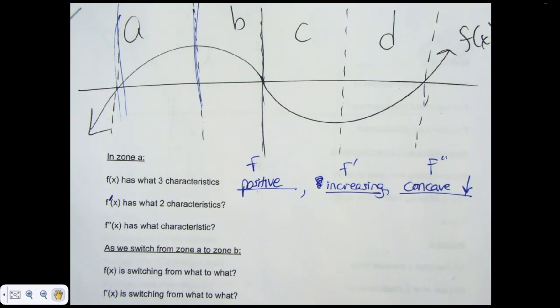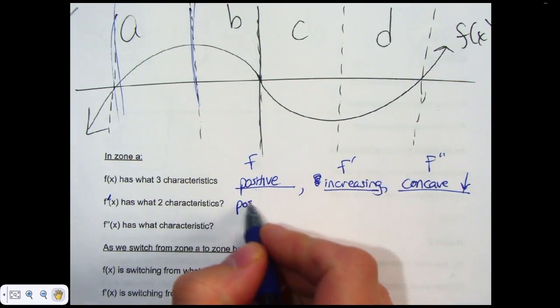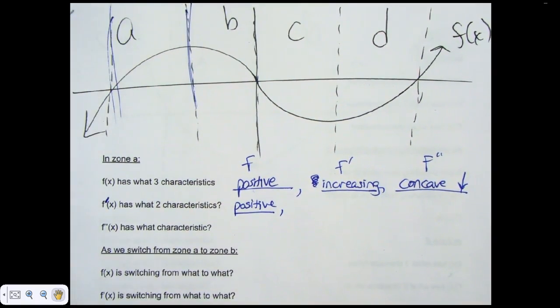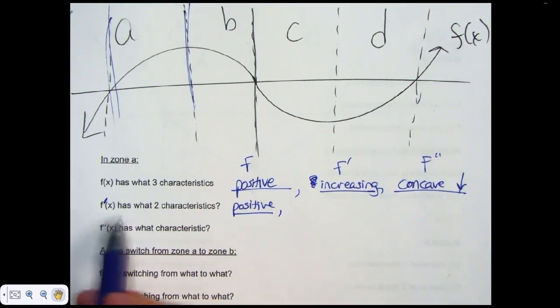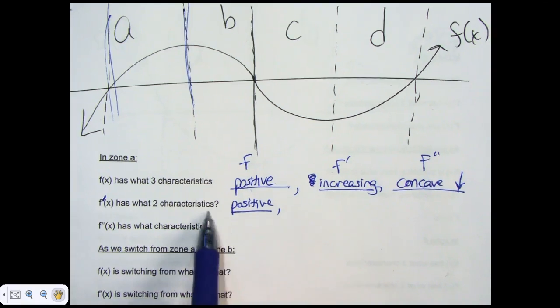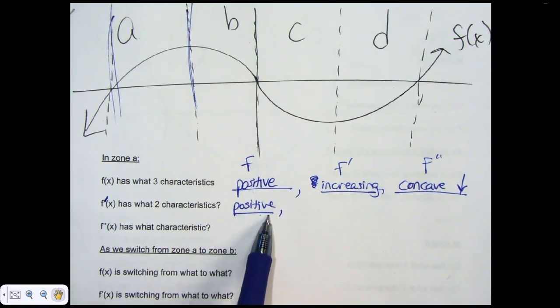So, what is true about the derivative, which represents slope, remember, in zone A? Positive. How do I know the slope is positive in zone A? I'm sorry, how do I know the derivative is positive in zone A? What does derivative represent? Slope. Is the slope positive? Yes. So I know that F prime of X is positive here.